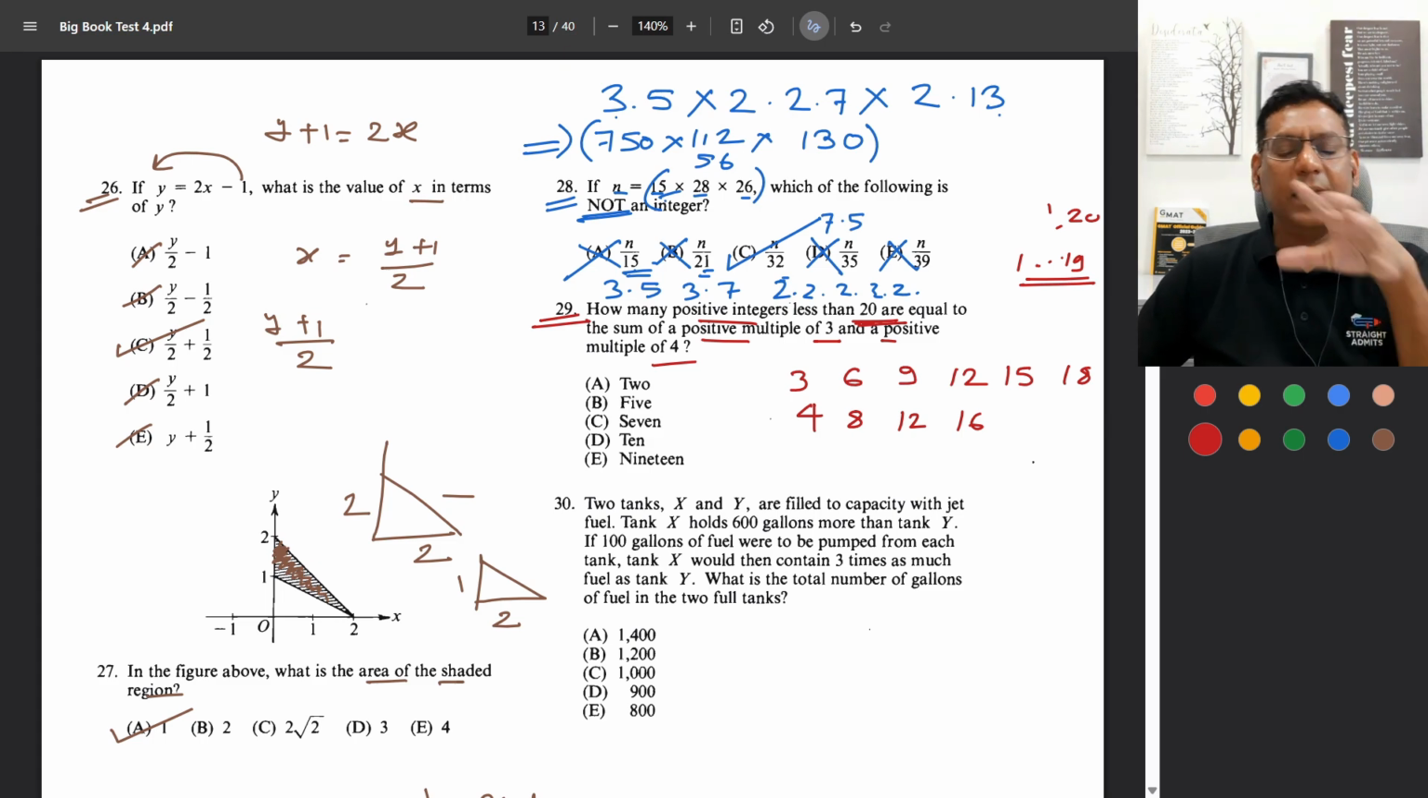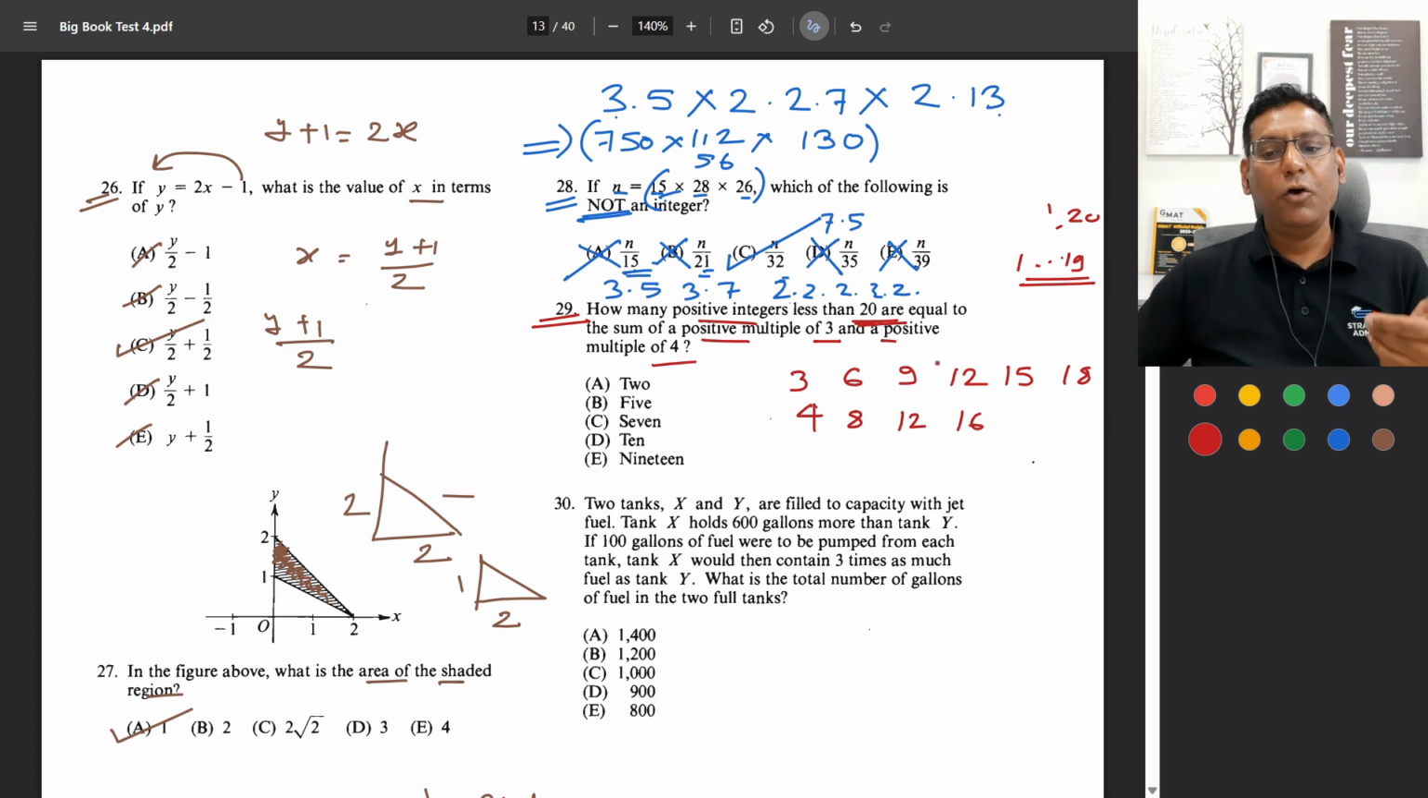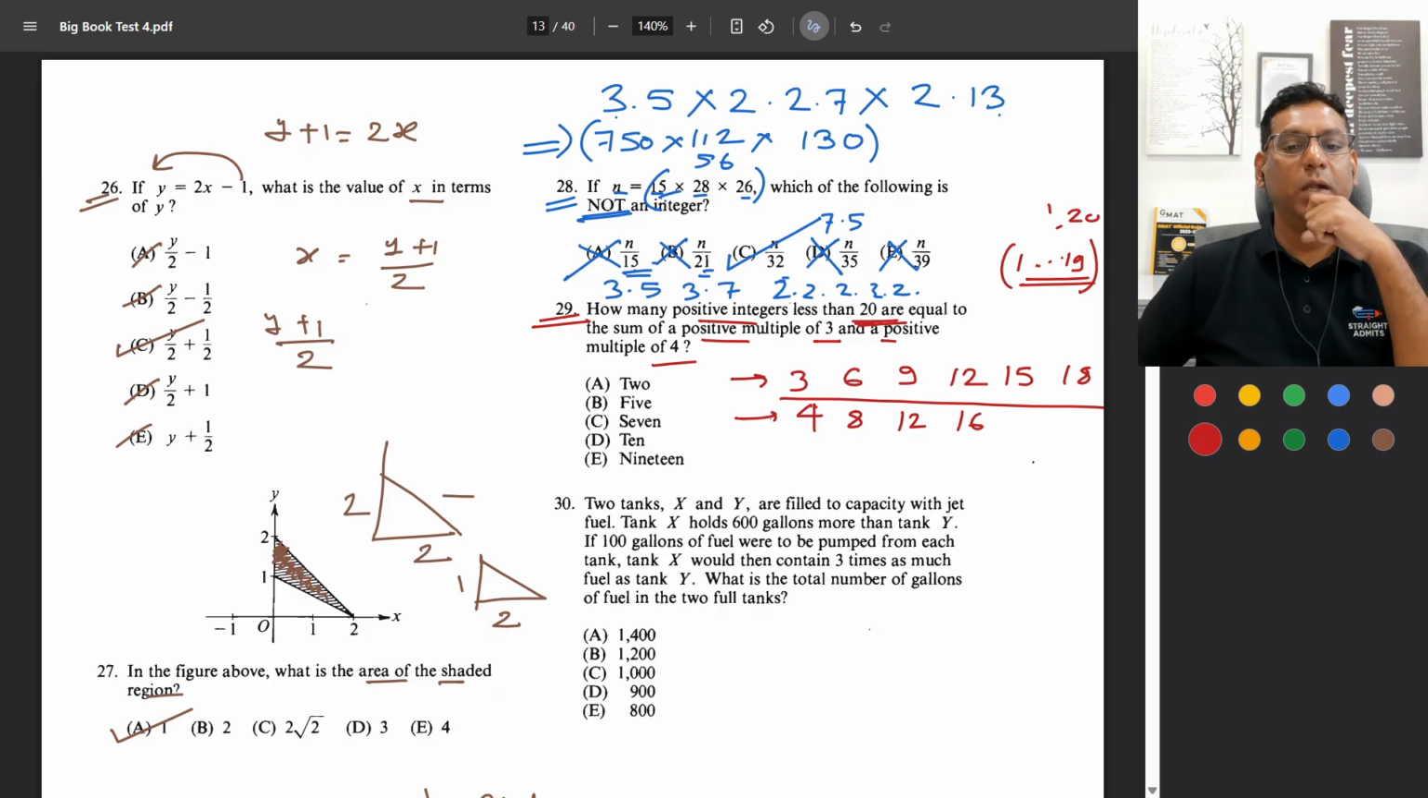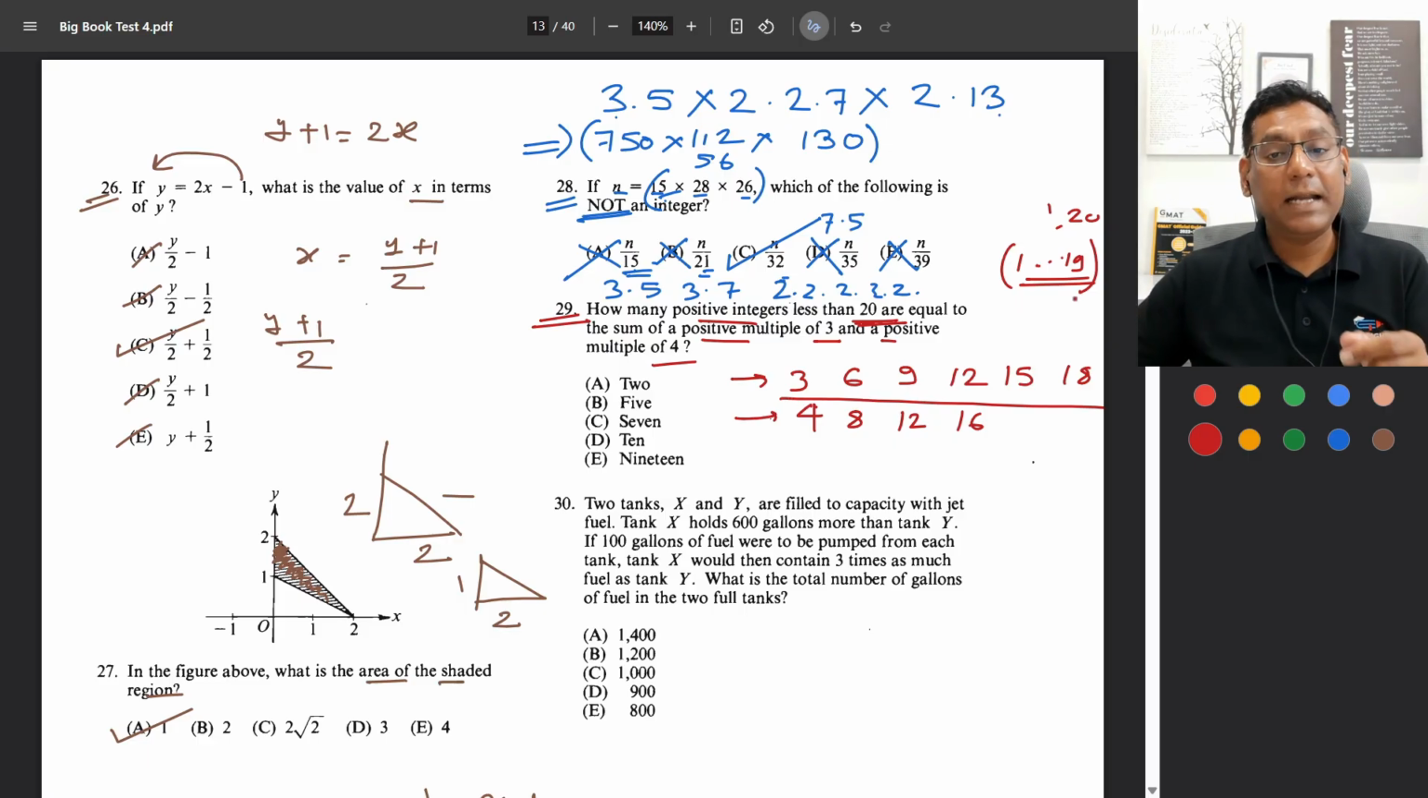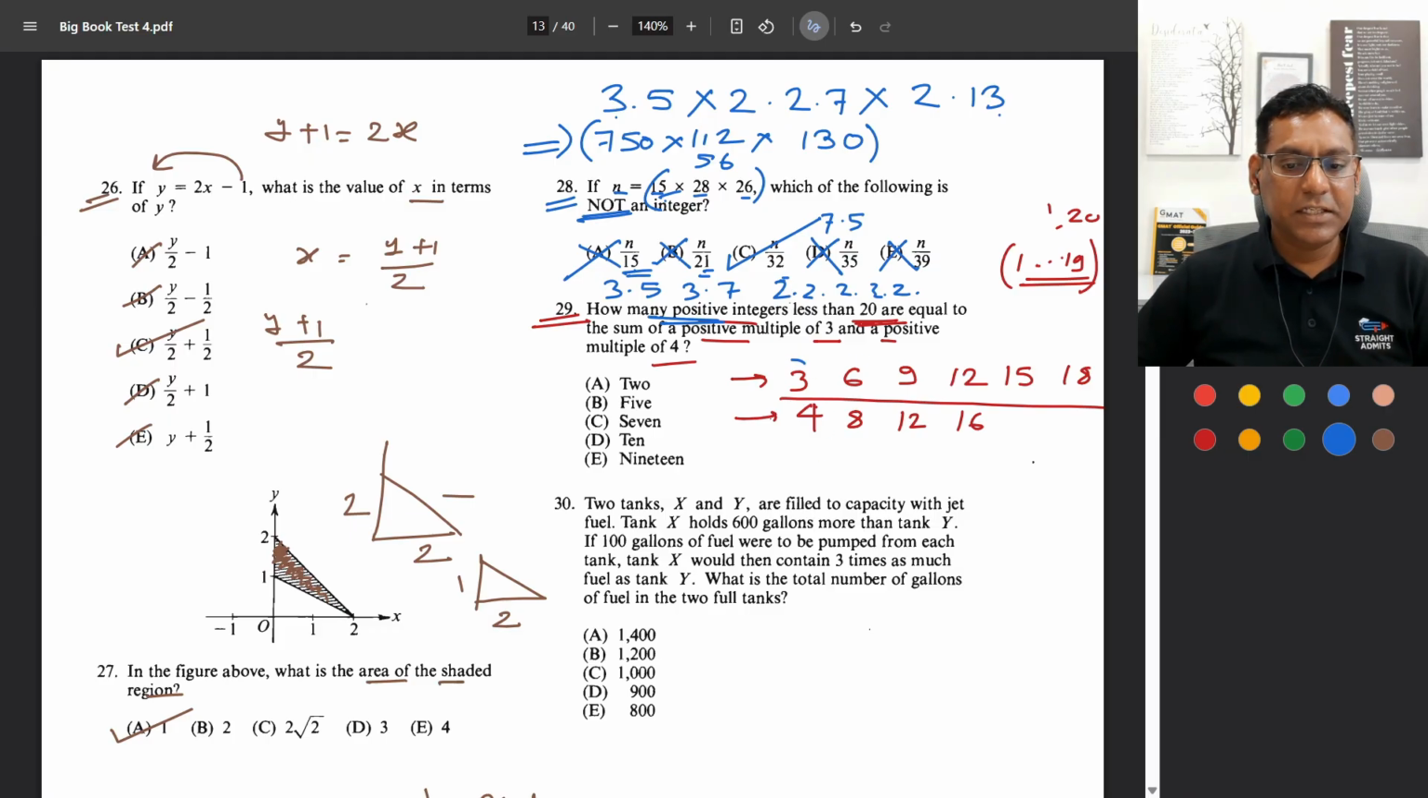So I need to find out how many of these numbers, 1 to 19, can be made by adding one number from here and one number from here. Now it's going to take a lot of time to figure out, can I get 1, can I get 2, can I get 3? I'll have to do that 19 times, and there also I might make some mistake. Instead of that, let's first find out what all numbers I can make. That's what they are asking, how many numbers can be made. So let's start with 3.